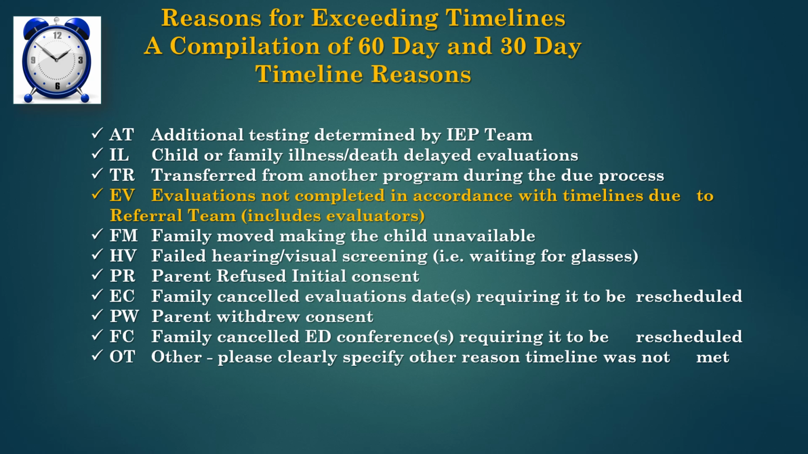Here are the codes and reasons that are used for exceeding the 60 and 30-day timelines. Be aware that the use of the code EV is indicating your program is responsible for delaying the referral and may result in an automatic hit for being out of compliance. If one of these codes are not appropriate, there is an option for OT, which is other, where you can then write the reason the referral is past timelines.